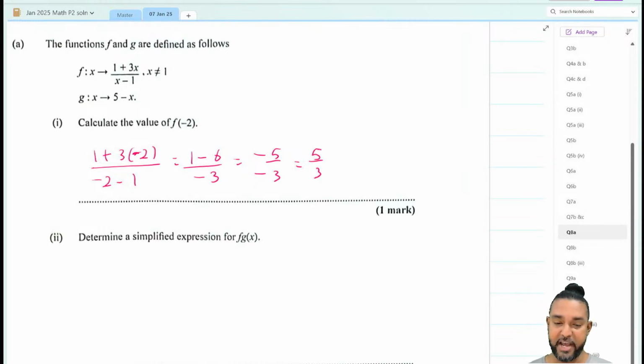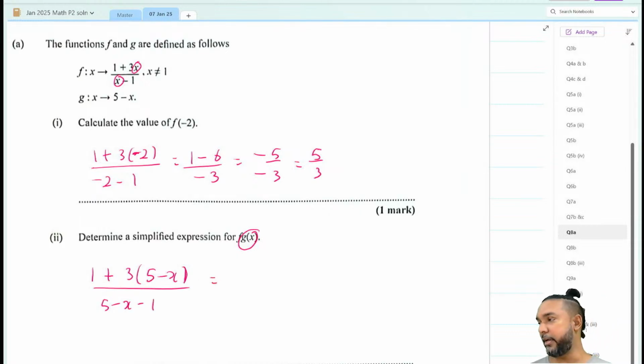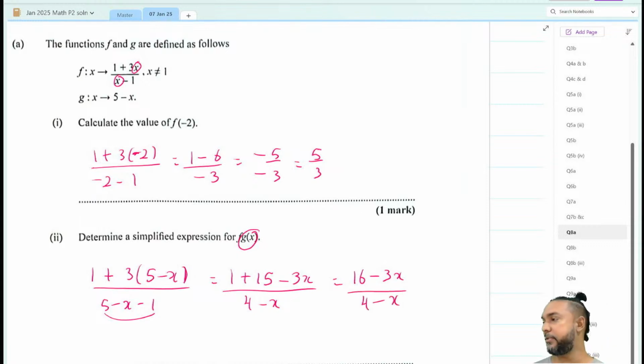Determine a simplified expression for fg of x. So fg means you had to plug g inside of f, right? So f of g of x. So that's 1 plus 3 by 5 minus x, all over 5 minus x, then minus 1, right? In the numerator, we'll expand using the distributive law. So 3 by 5 is 15. 3 by minus x is minus 3x. Down here, 5 minus 1 is already 4, so you just have 4 minus x. And in your numerator, 1 and 15 will give us 16, so you have 16 minus 3x all over 4 minus x.